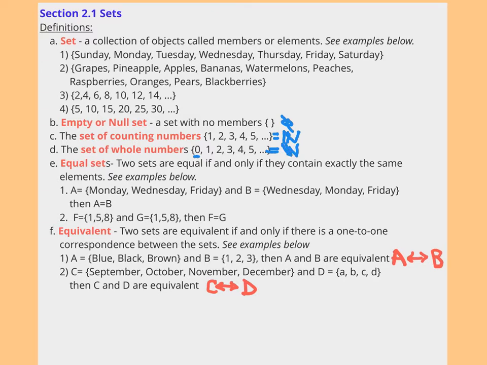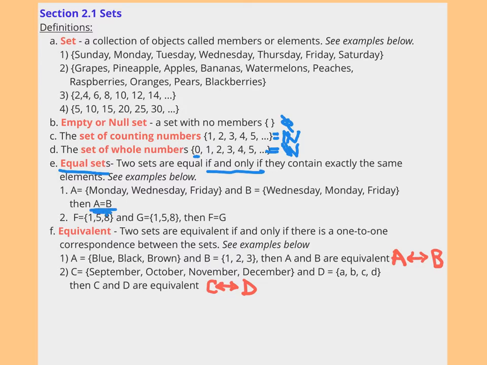We can compare sets. We can say that two sets are equal when the two sets have exactly the same elements. So the definition says two sets are equal if and only if they contain exactly the same elements. So set A has the elements Monday, Wednesday, Friday. Set B has the elements Wednesday, Monday, Friday. They have the same three elements, different order, same three elements. So we would say that sets A and B are equal.